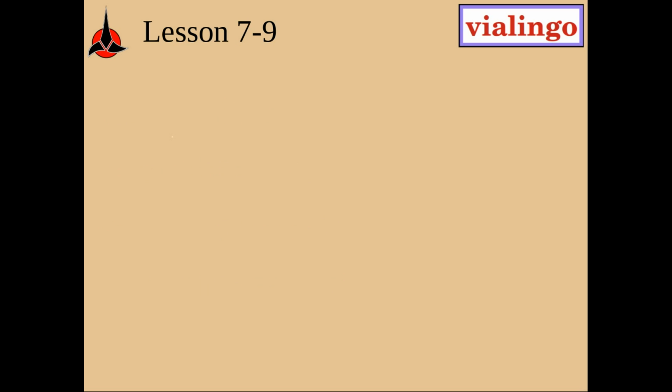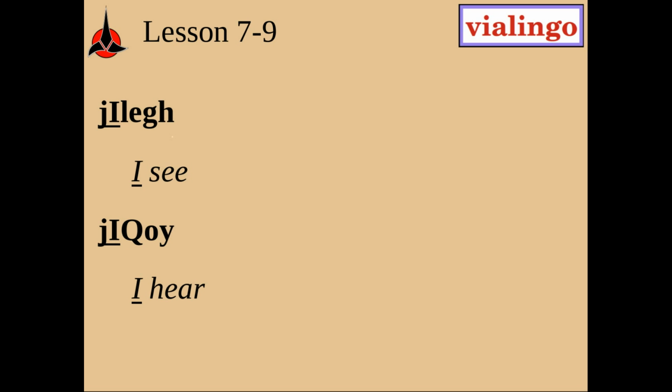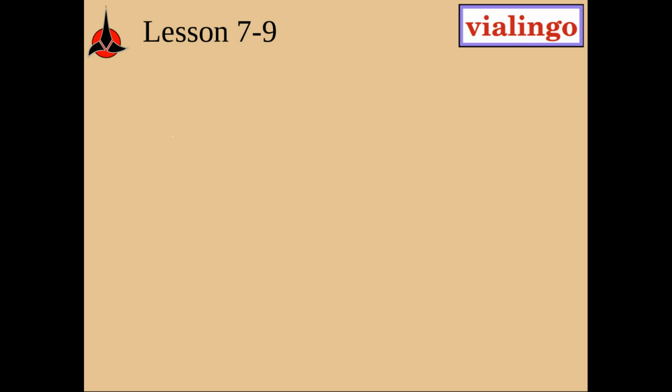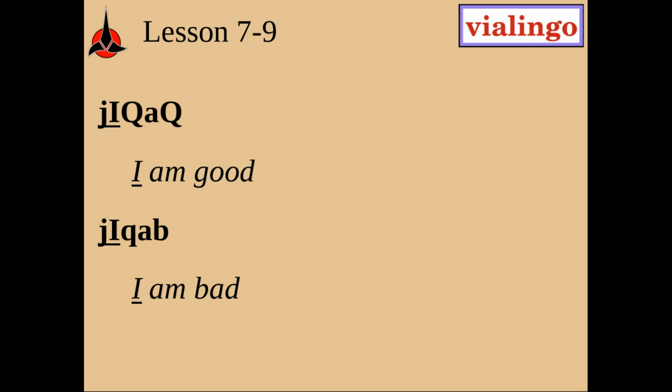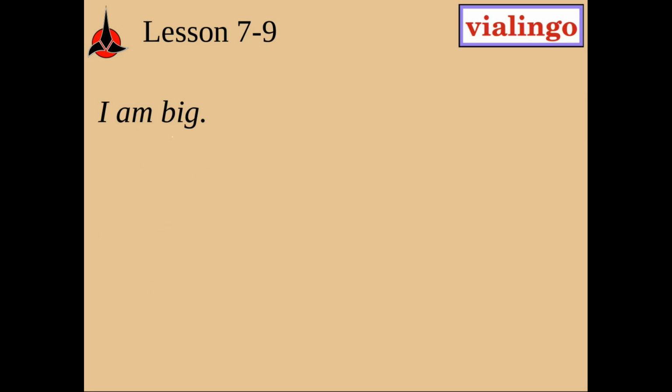If you want to say I see or I hear, then of course you use the prefix j. I see is jeler, I hear is jekoi. You use the same prefix when you want to say I am good, I am bad, and so on. I am good is jekak. I am bad is jekab. This is another situation in which we don't have to think about the word order, because the sentence contains only one word. How do you say, I am big? Jitin. I am small. Jimach.